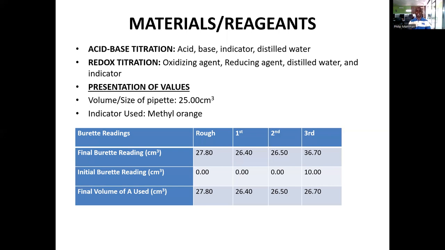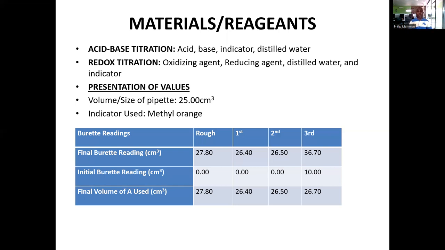Now, your initial reading is the point where the acid is before the titration started. In most cases, it's usually at 0.00. We can see it for the first reading, 0.00. Second reading, 0.00. Third reading, you change from 0.00. You want to start from 10.00. That's where your acid stops at. Why did I introduce this? To let you know that it is not always compulsory to start from 0.00.